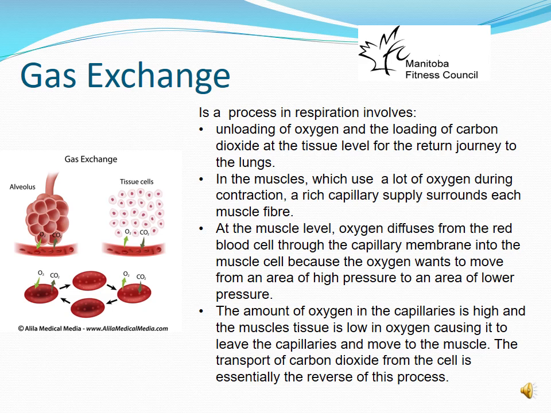In the muscle, which uses a lot of oxygen during contraction, there is a rich capillary supply, so that means a rich capillary bed. There are a great deal of capillaries surrounding each muscle fiber. At the muscle level, the oxygen diffuses from the red blood cell through the capillary membrane into the muscle cell. The oxygen is going to move from an area of high pressure or high concentration to an area of low pressure or low concentration. Because at the tissue cell, the amount of oxygen in the capillaries is high, and in the muscle tissues it's low, that allows this movement. And the transport of carbon dioxide is the reverse process. This all gets reversed at the lungs.